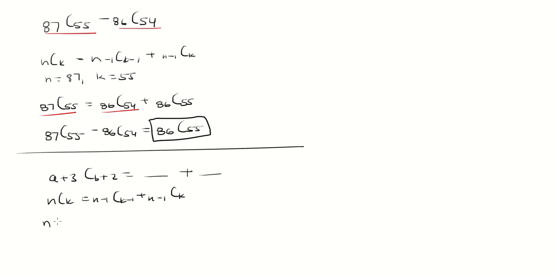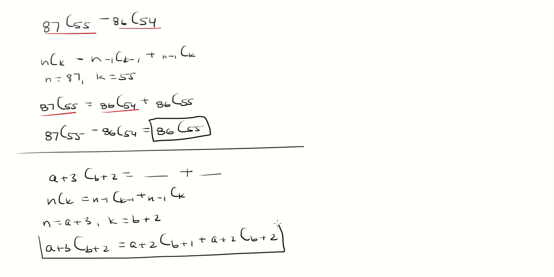So obviously this has to be on the left, n has to be a plus 3, k is b plus 2. So we have a plus 3 choose b plus 2 is equal to n minus 1, so that's a plus 2 choose k minus 1, so that's b plus 1, plus n minus 1 is a plus 2, and k is b plus 2. So this will be the final answer.